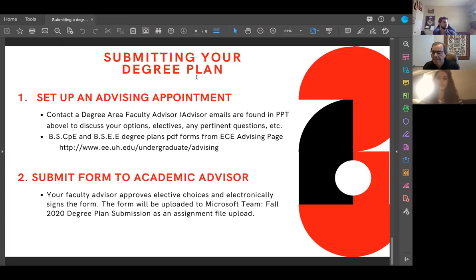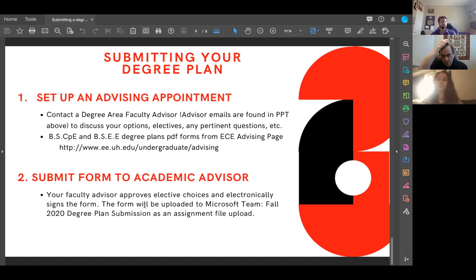Okay, so the end is the instructions that we just spoke about. First thing you're going to do, set up an advising appointment, contact your faculty advisor, discuss your options, electives. You get your degree plans from the advising page and you submit the form on the Microsoft team. So I've sent that invite to all Signals, Electronics, and Micro-P students. I can send it in the chat area again today, just in case anybody didn't receive that.